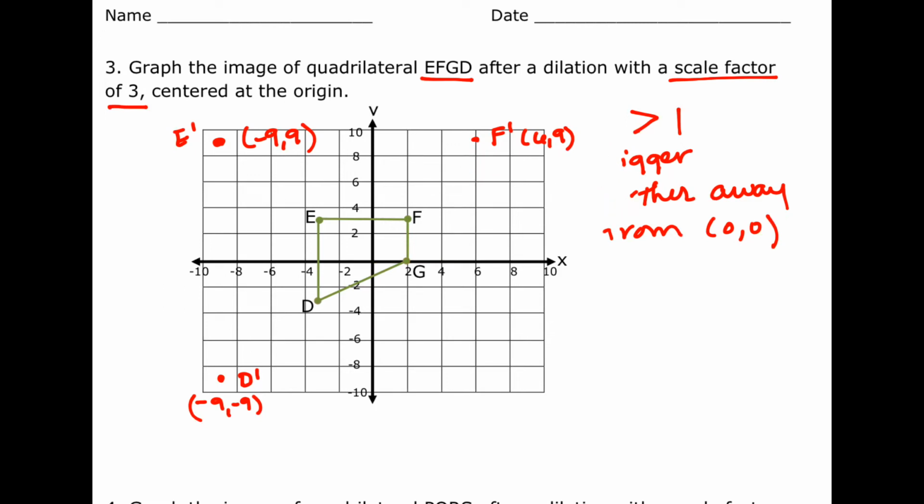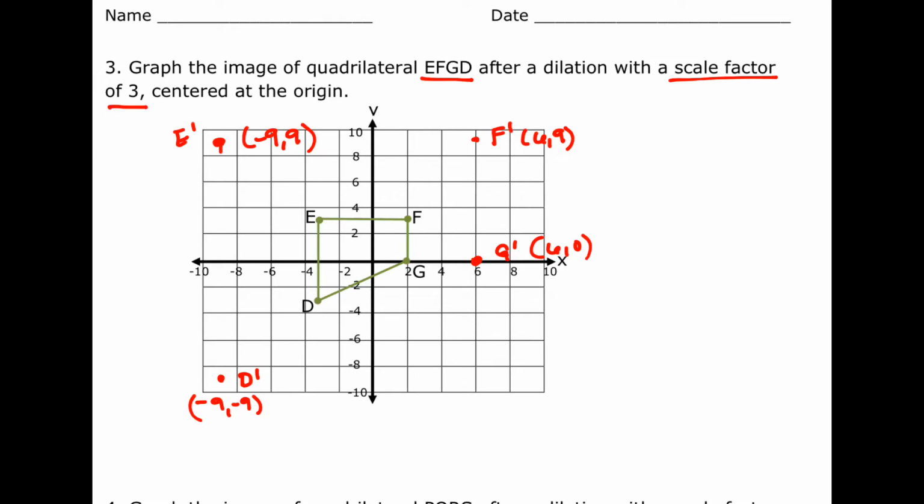All right, and finally we're going to do G prime. So starting at G, which is at 2, 0. It doesn't go up or down on the y-axis at all. It only goes out 2 on the x-axis, and we're going to triple that. So we're going to go out 2, 4, 6. And that's our G prime, and that's at 6, 0.